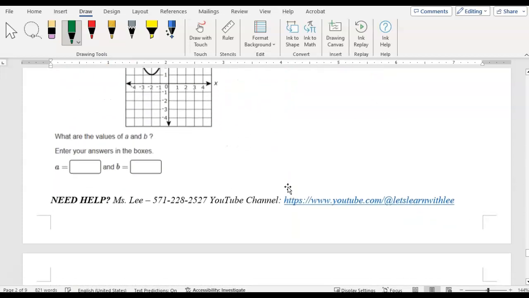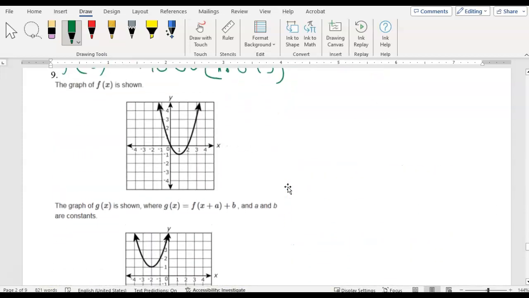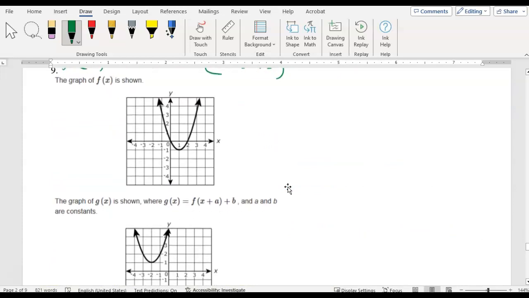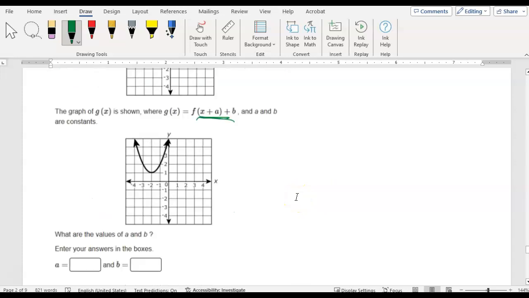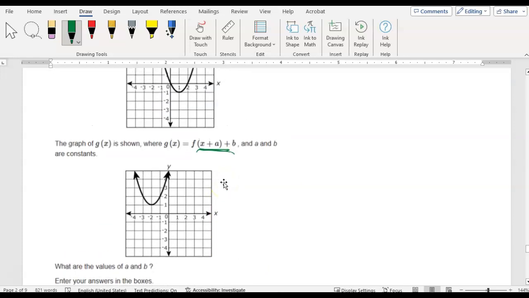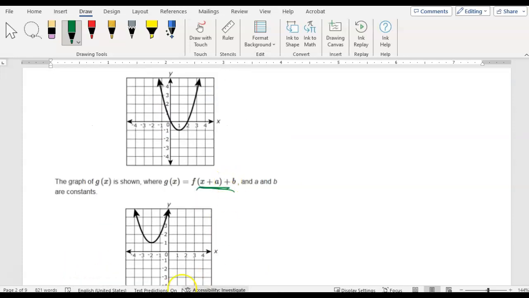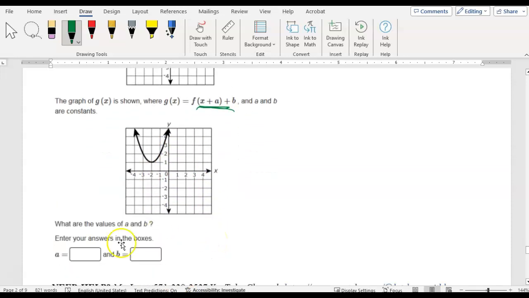All right, number 9 is a park practice problem. This is an example of a problem that is on the park. And so here is the graph. And then it says there's this new graph where A and B are constants, and the graph is now shifted up and over. What are the values of A and B? So what caused it to move up and over in that way? And so it wants you to figure out what those are to make your equation shift in the way that it has.